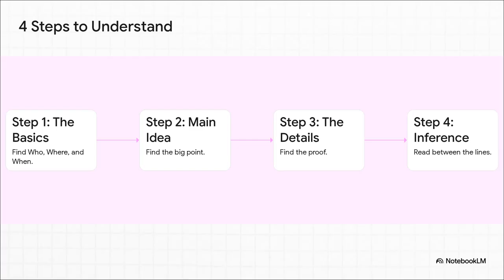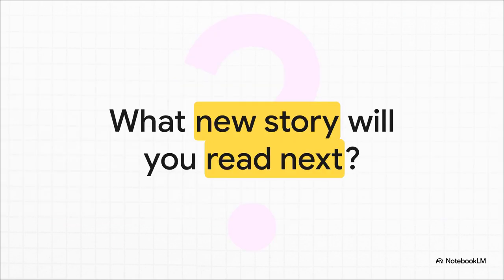So, here are the 4 steps we learned. Step 1, find the basics, the who, where, and when. Step 2, find the main idea, the one big point. Step 3, find the details that act as proof. And step 4, read between the lines and make an inference. You can use these 4 steps to understand any story you read. It's a great little system. You really built a strong foundation today.